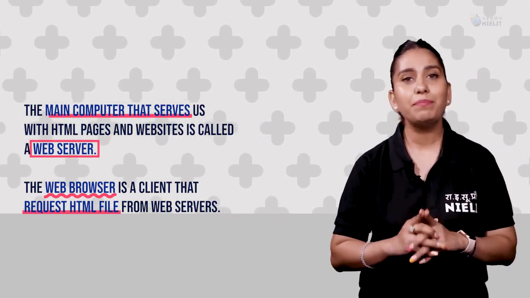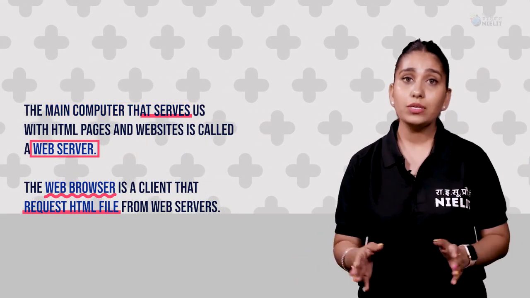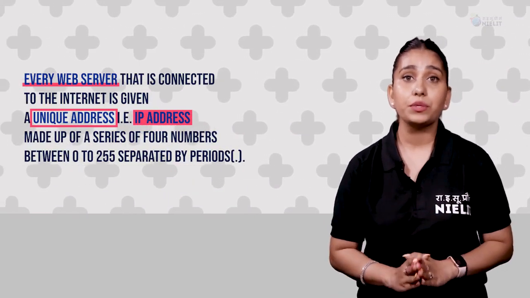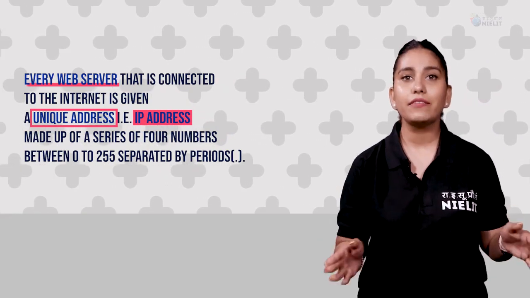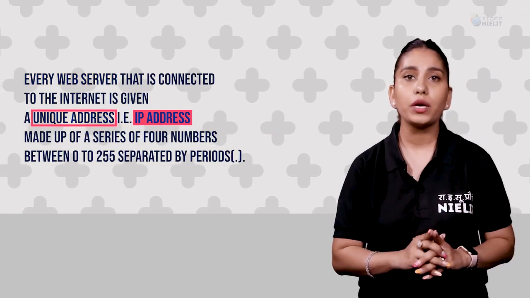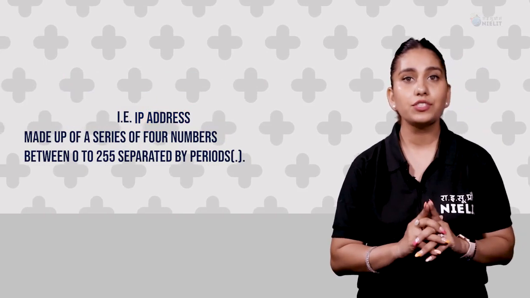Now the main computer that serves us with the HTML pages and websites is called a web server. The web browser is a client that requests HTML files from the web servers. The server computer delivers those web pages to the client computers that requested them. So every web server that is connected to the internet is given a unique address, that is the IP address, made up of a series of 4 numbers between 0 to 255 separated by periods, which is dot.